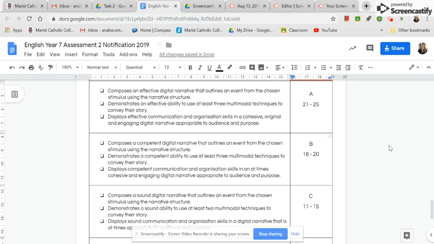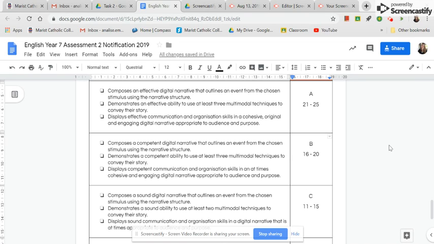The first one is about the way you write your story and the narrative that you create, the story that you are actually telling. You can see there in the A range it says composes an effective digital narrative that outlines an event from the chosen stimulus using the narrative structure. So we're looking for a story that uses the structure that we've been learning in class very well to tell us this story about Alice. If it's effective, you'll be hitting that range.